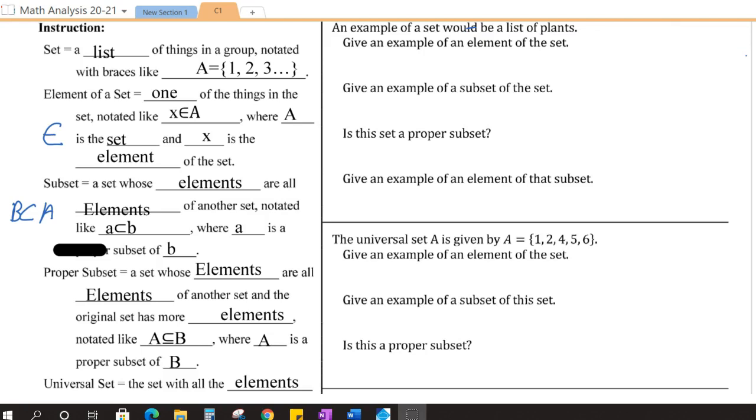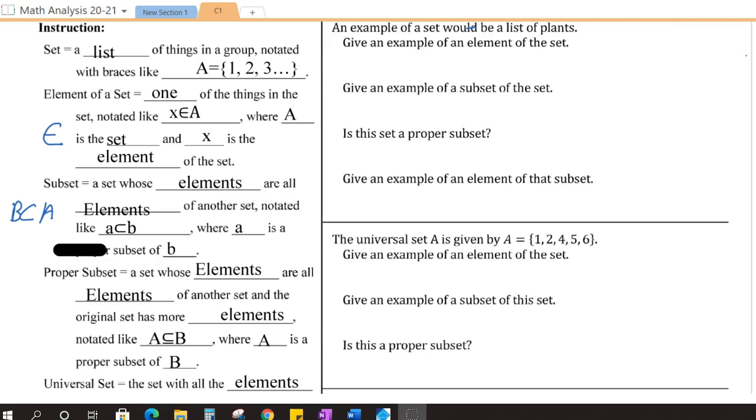A proper subset is a set whose elements are all elements of another set, and the original set has more elements, notated A proper subset B, where A is a proper subset of B. Basically, the subset means that you could actually have all of the natural numbers. It's basically repeating itself. We don't use subset very often or at all. We almost always use the proper subset.